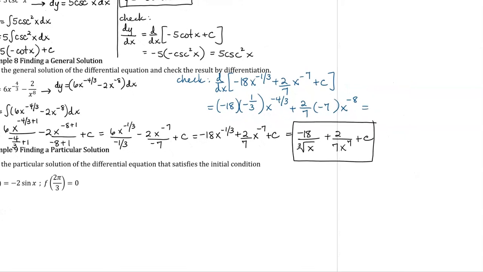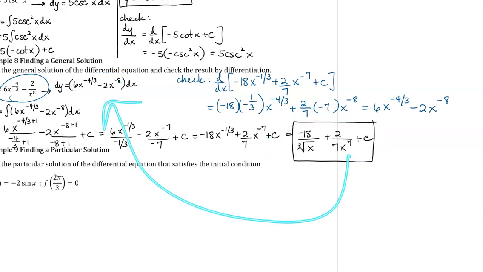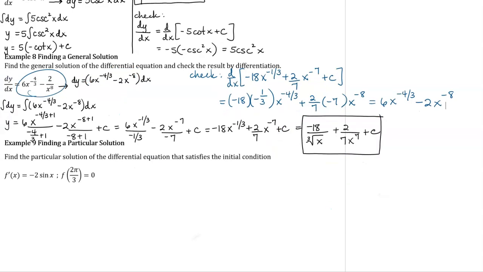And now I'm going to clean this up to make sure that it is exactly what we started with from back here. So multiplying negative 18 times a negative 1/3 would give us a positive 6. I'll leave this x to the negative 4/3. Here we have a 7 and a 7 that would cancel, but don't forget that this term is now negative, so I just have a minus 2, x to the negative 8th. So perfect, because this is exactly what we started with. So we have in fact verified that we did find a function whose derivative was what we had in our integrand to start off with.